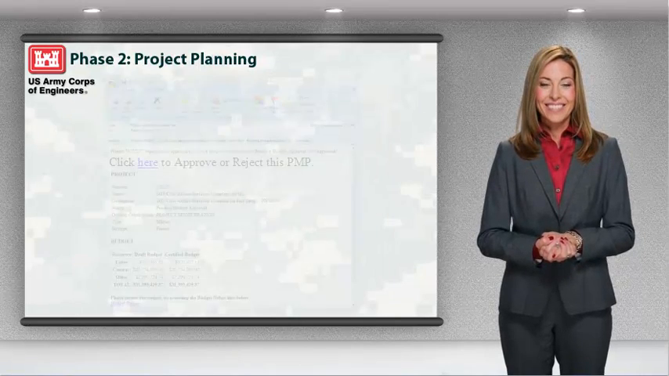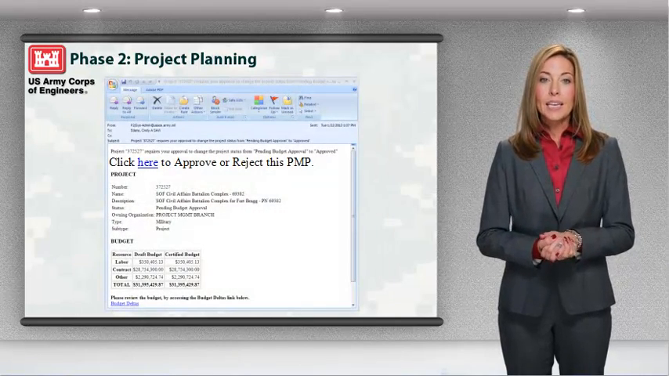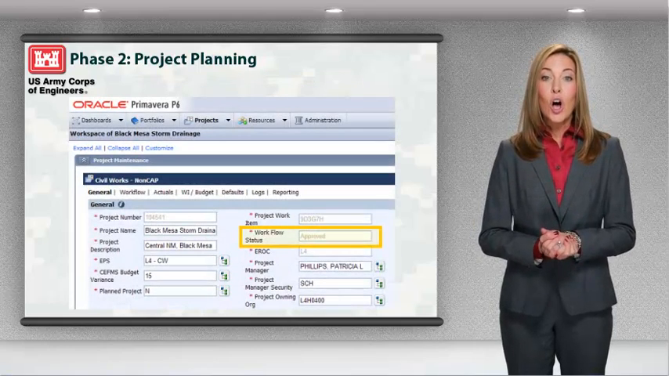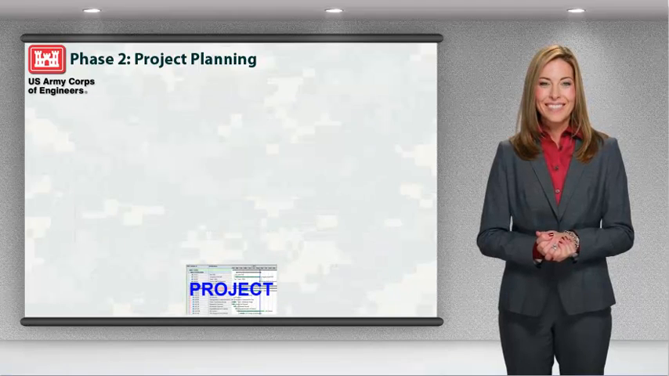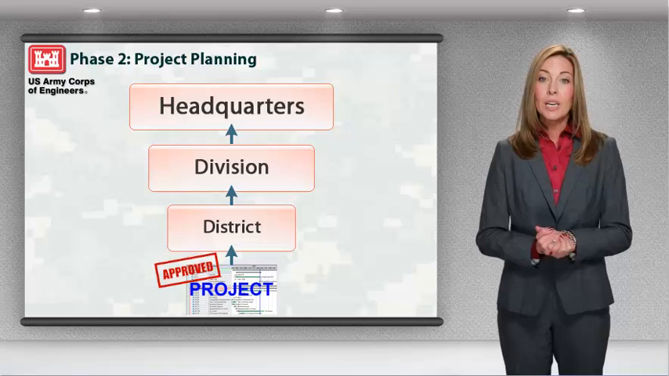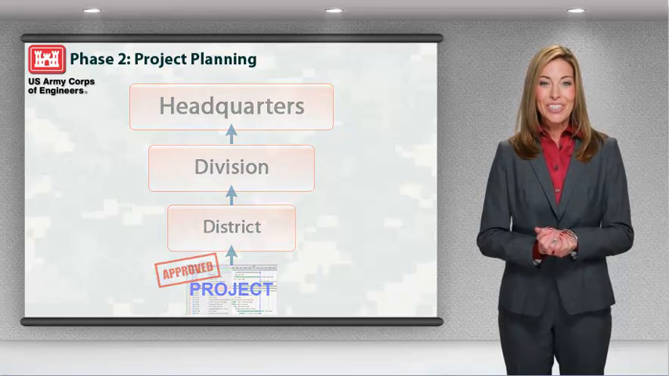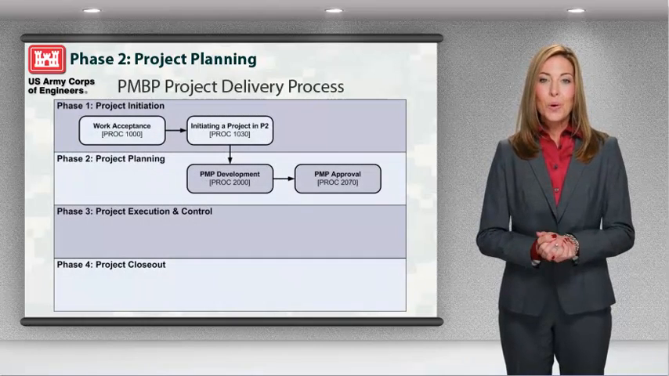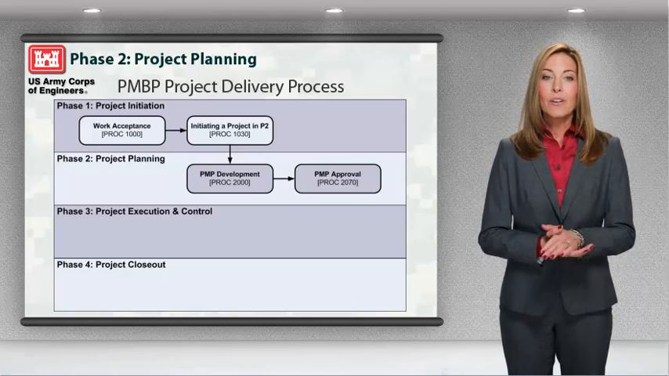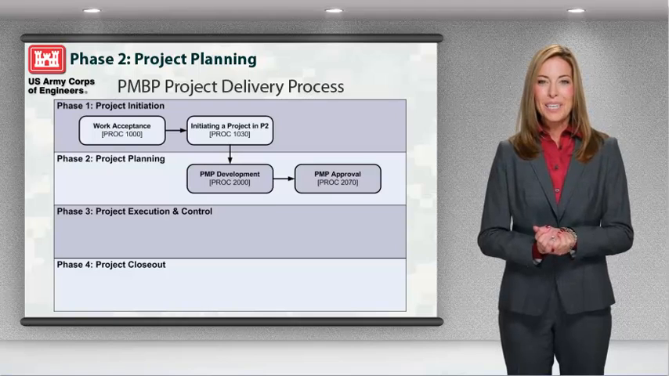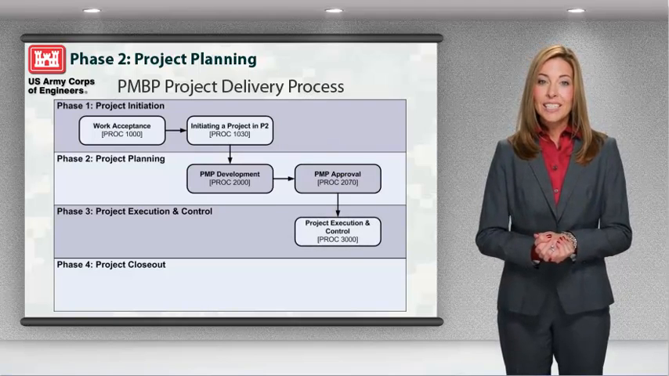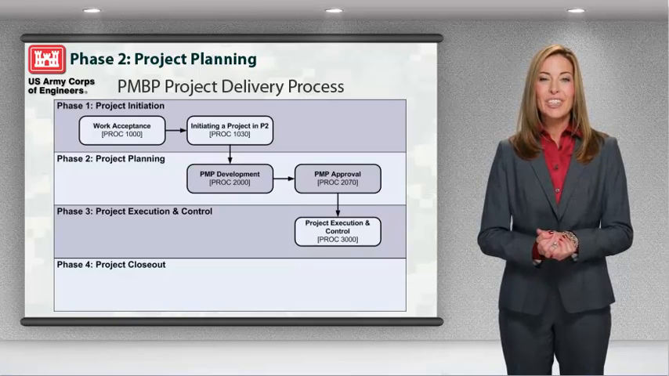Once the PMP has been approved by all PMP approvers, the project status is automatically set to approved. All approved projects immediately become upward reportable to the division and to headquarters. At this point, the team has been identified, the project budget developed, and funds secured and entered into P2. The team has all it needs to start the project, and we move to the execution and control phase.